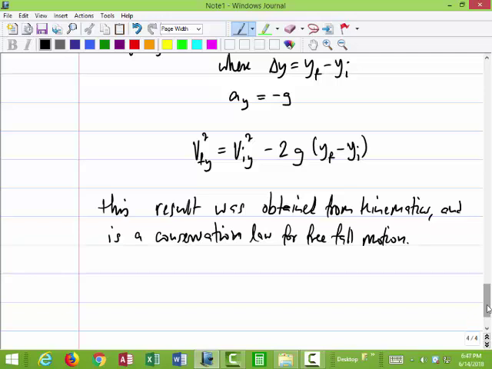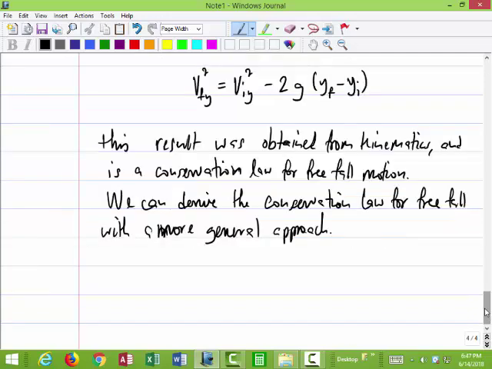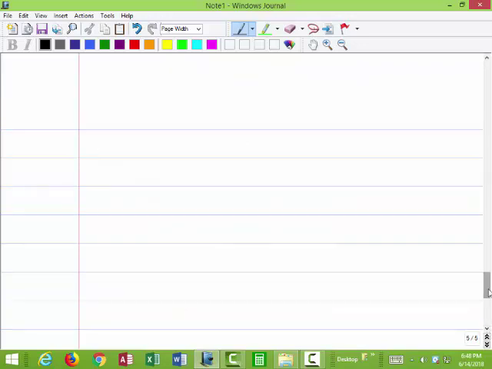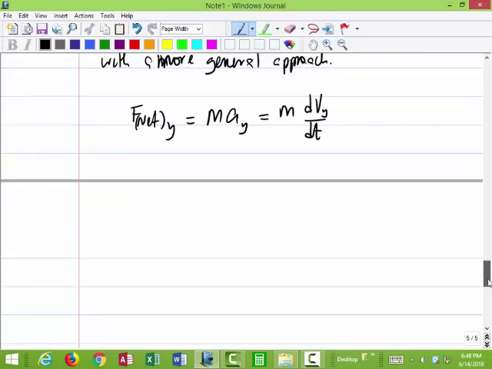But let's go on and derive this with a more general technique, which would allow us to arrive at a similar formula, but we're using a different approach. So let's consider Newton's second law along the y-axis. We shall say that the net force on this object along the y-axis is equal to the mass times acceleration along the y-axis, which we can then write as m times dv in the y direction dt. So this is our form of Newton's second law along the y-axis.